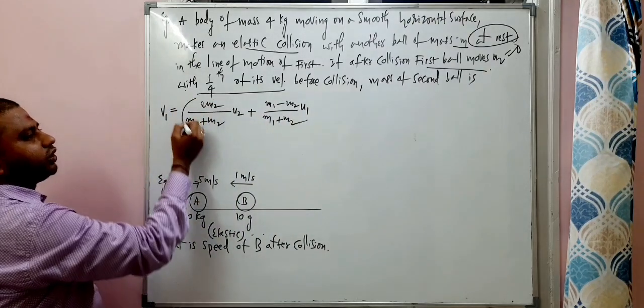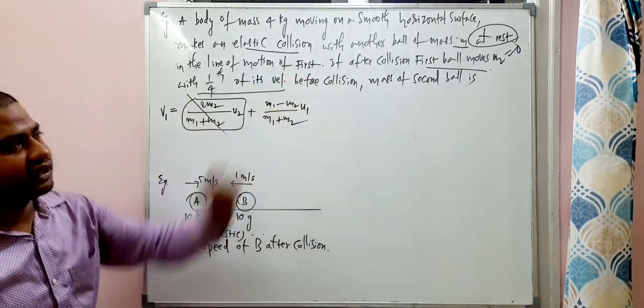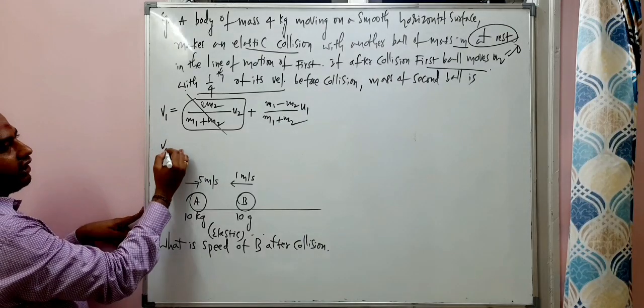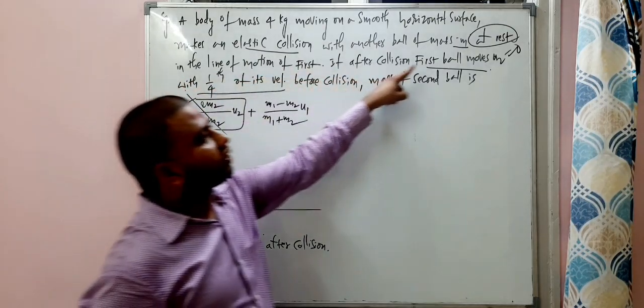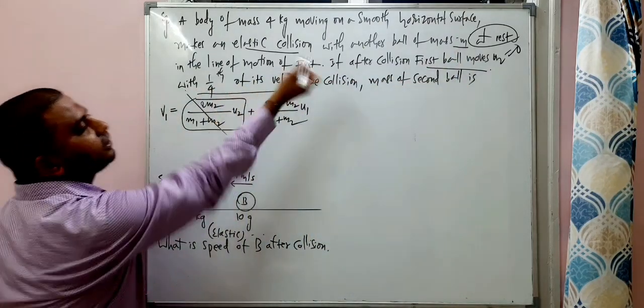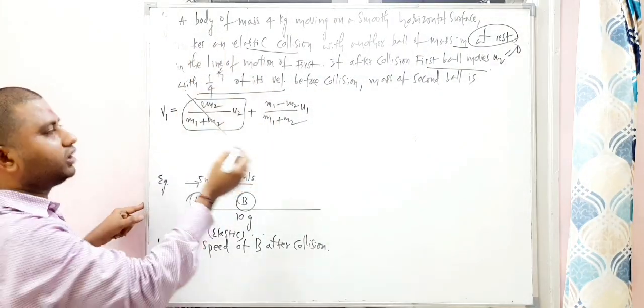So as u2 is 0, this term will become 0. Here it is given that the second body is at rest. Coming back to this, so v1 is how much? v1 is, after the collision the first ball moves with 1/4 of its velocity before the collision. 1/4 of the velocity before the collision.